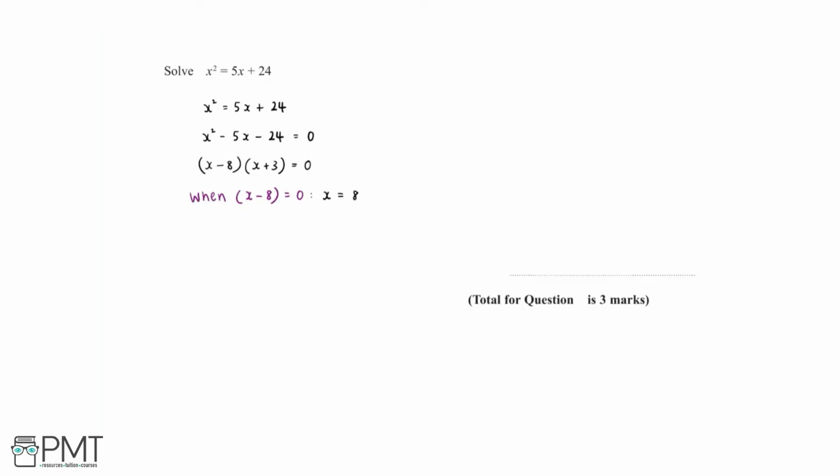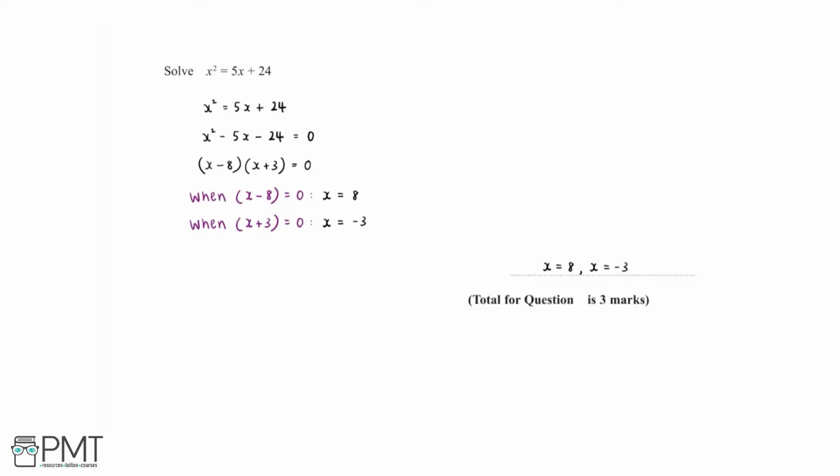Now that's just one solution of x, because we also need to find the value of x when x plus 3 is equal to 0. And so taking the 3 over to the other side, we can say that x is equal to minus 3. And so we've now correctly solved our equation in order to find that x is equal to 8 and x is equal to minus 3.